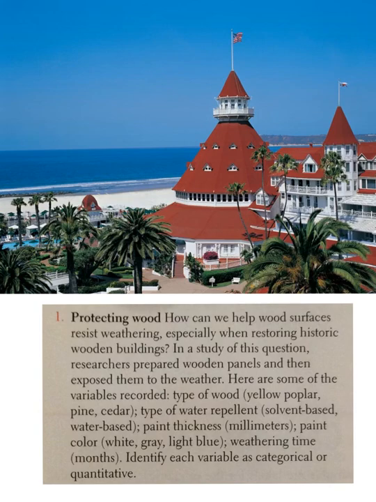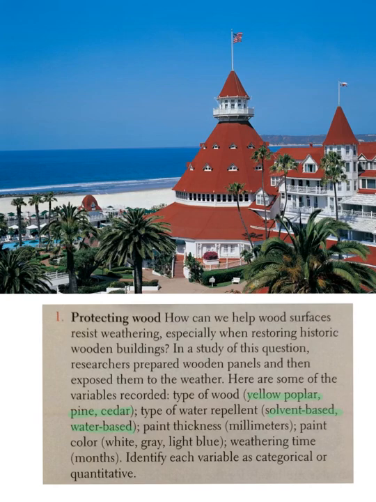So let's go through and do all the categorical. Here are some popular variables: recorded type of wood. This is going to be categorical. It's either yellow poplar or it's not. It fits into one of those categories. Type of water repellent, solvent-based, water-based. It's either one or the other. It can't be measured. You're going to put it in a category.